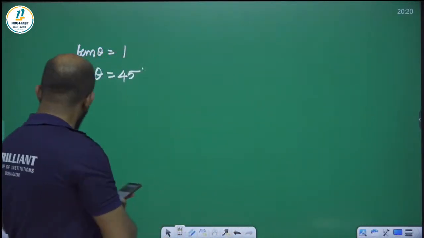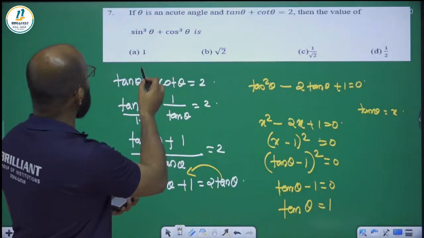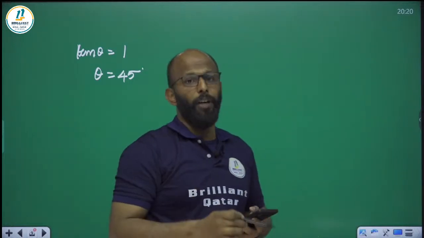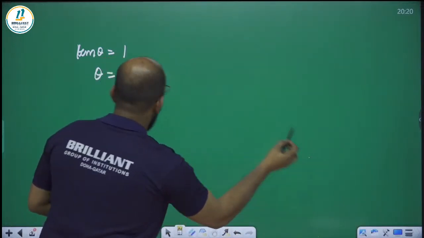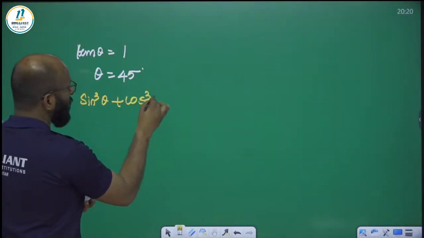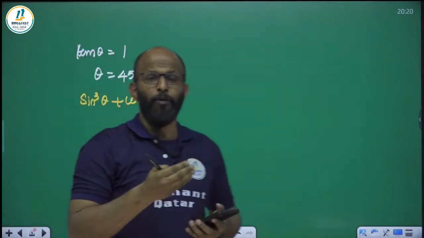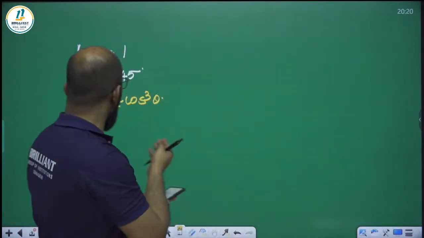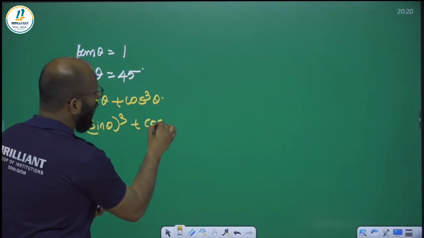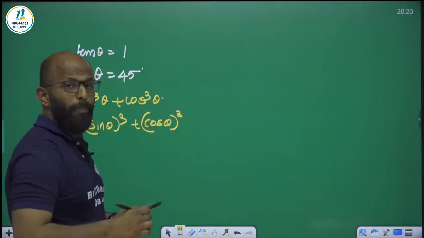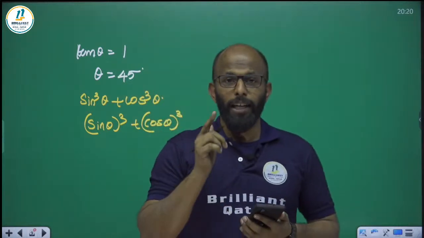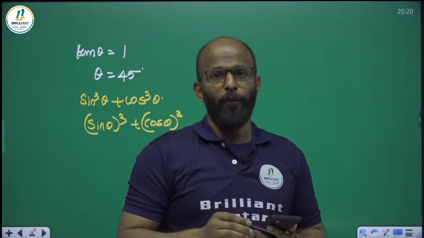Now exactly what we need to find here. The required expression is sin cube theta plus cos cube theta. So I'll write that expression here: sin cube theta plus cos cube theta. I think we did this kind of question in the beginning, something raised to 4, right? So the cube we can write as sin theta the whole cube plus cos theta the whole cube. Now the next step is to substitute the theta value. What are sin 45 and cos 45? Sin 45 is 1 by root 2 and cos 45 is also 1 by root 2.